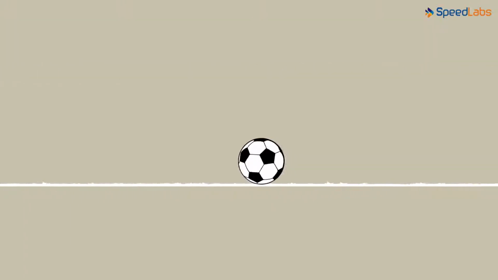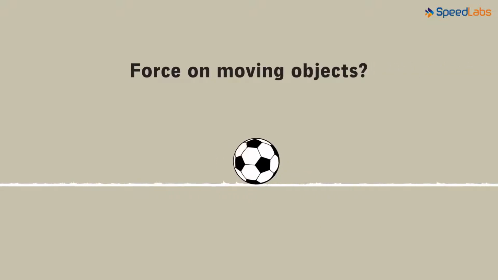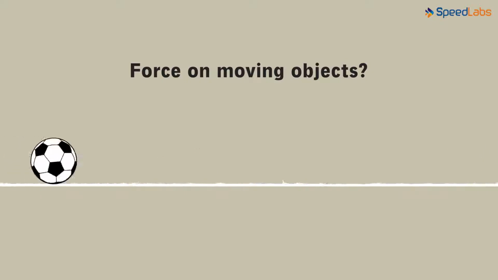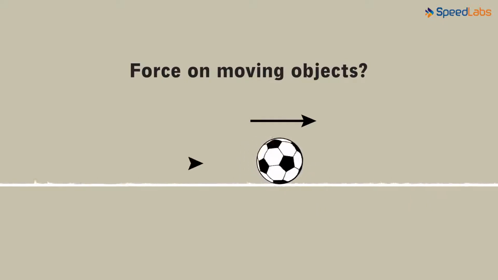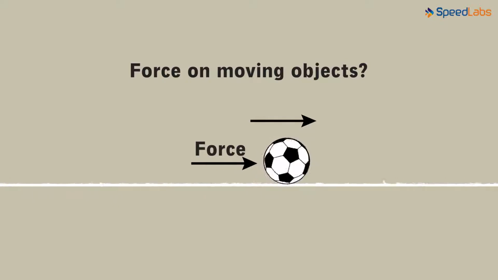What will happen if you apply the force on moving objects? Suppose we apply force on this moving ball. We apply this force in the same direction as that of the motion of the ball. That is, the ball is moving to the right, and the force that we apply on the moving ball is also in this direction. What did you notice in this case?